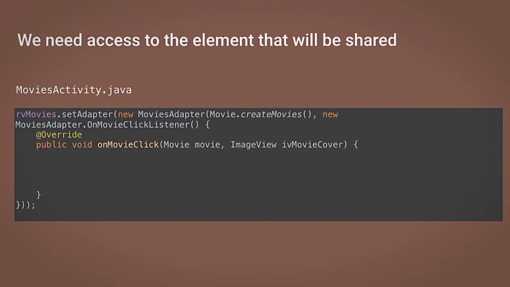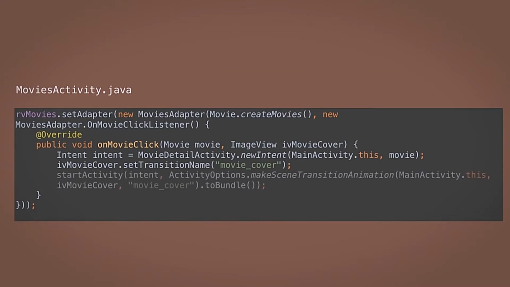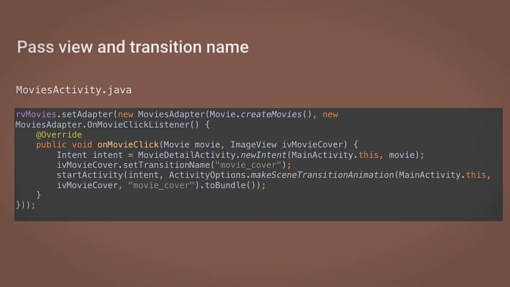So in my movies activity, where I have my recycler view, I need access to the element that will be shared. And the element is on the recycler view, right? So on my click of my movie, I have to be able to access my image view. I need to give it a transition name, which is what Android is going to use to identify the other element on the next activity that it can relate to and make them share one thing with the other. And then I have to start the activity this way.